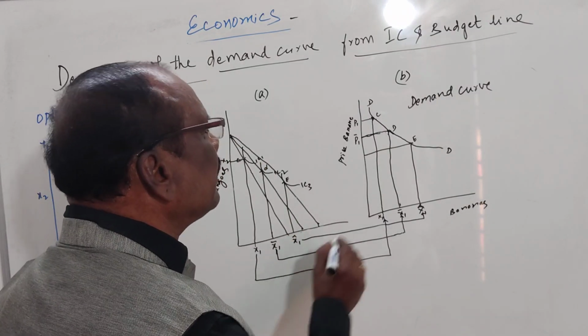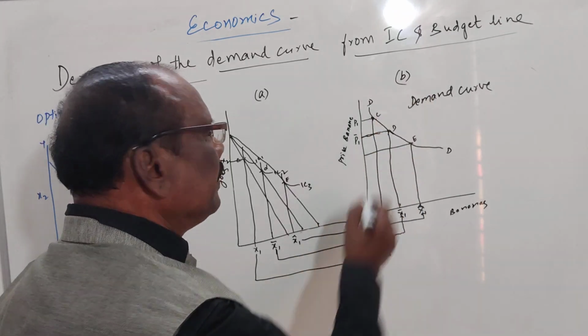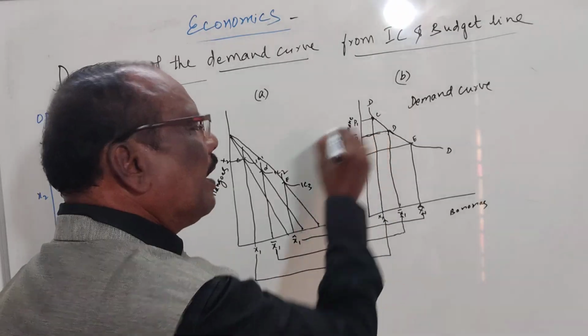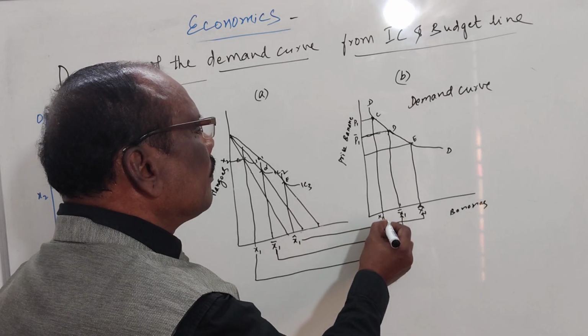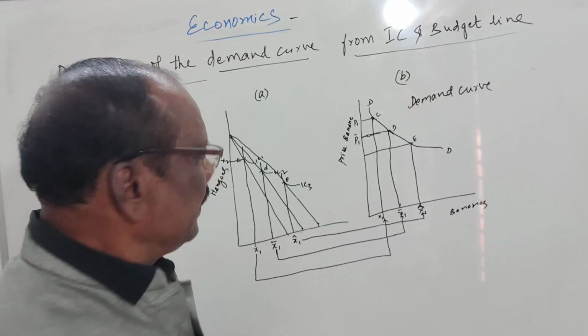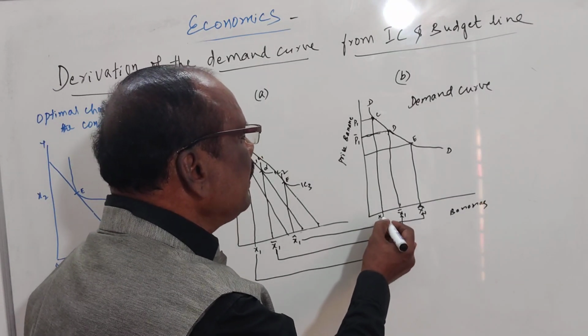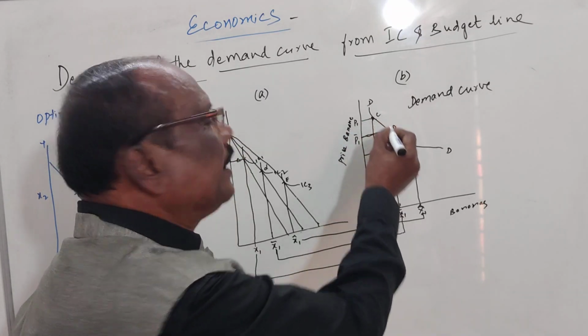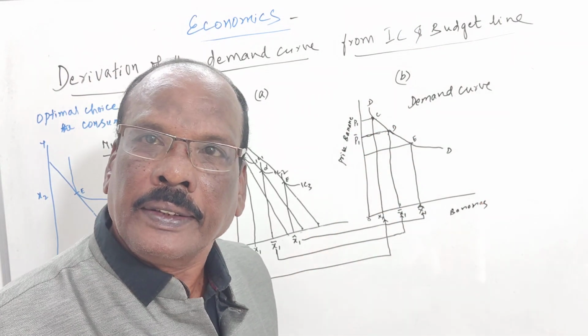We plot it in diagram B, where the price of banana and the quantity of banana demanded. X1 is the quantity of banana and P1 is the price of the commodity.